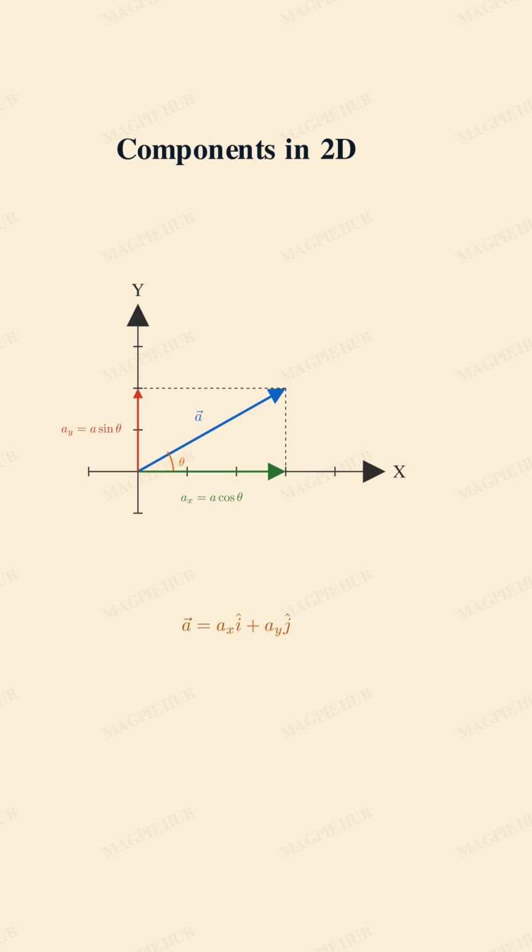So if I know the components, can I find the magnitude and direction? Absolutely. If vector A equals ax i hat plus ay j hat, then the magnitude equals the square root of ax squared plus ay squared, and the direction angle theta equals tan inverse of ay over ax. Watch, we break a vector into its components and reconstruct it.